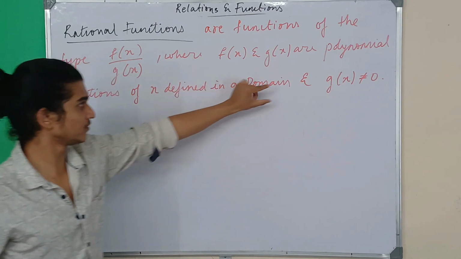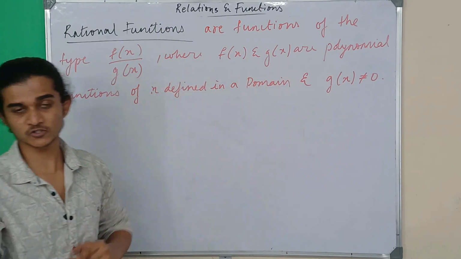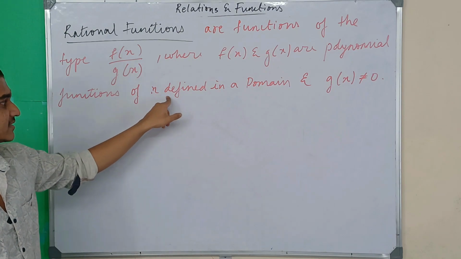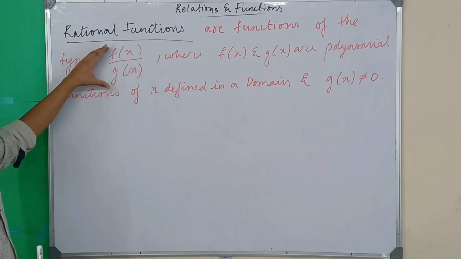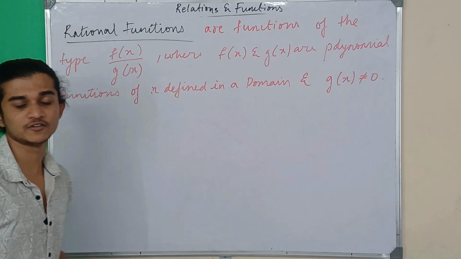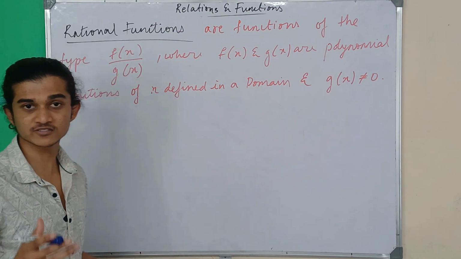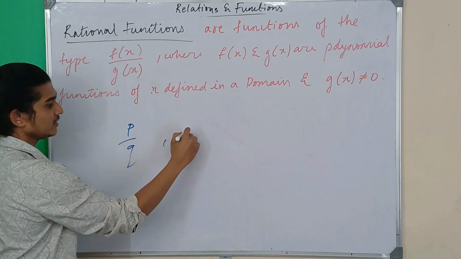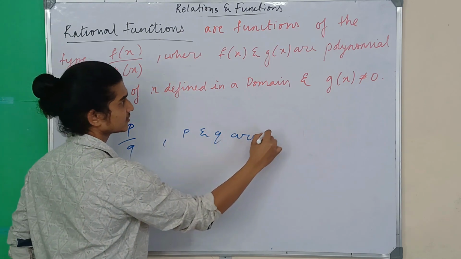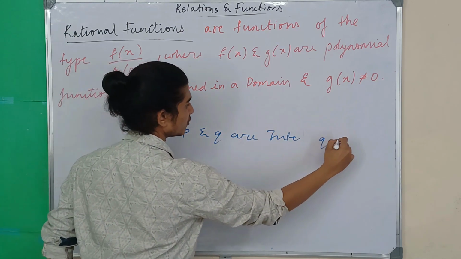So just forget about this for now. This changes from question to question, so that's why it is given as x defined in a domain. It is defined in the question normally. If you want to remember this, you can remember using the definition of rational numbers. So what are rational numbers? Numbers which could be expressed in the form of p by q, where p and q are integers and q should not be equal to 0.